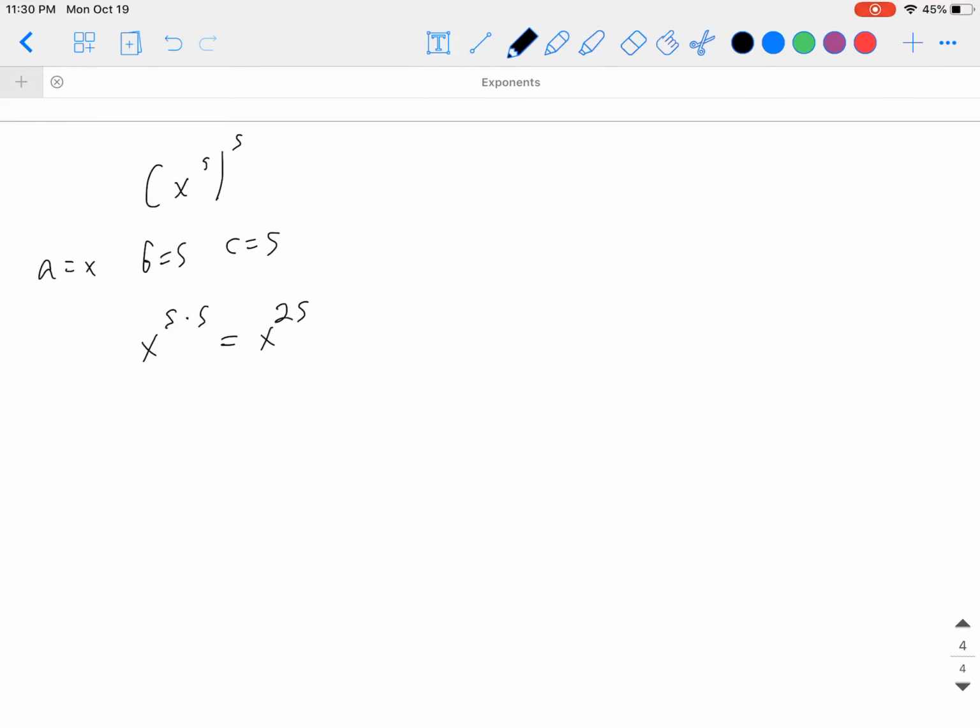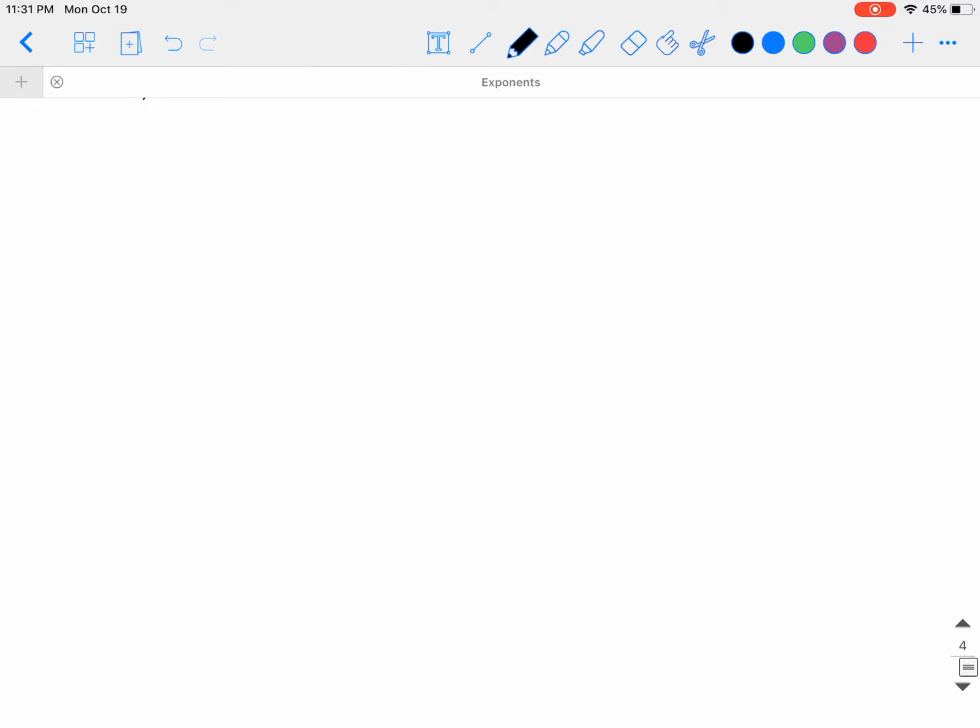Now, what I want to do real quick is go back to the quotient rule. So let's take this as an example. Let's have x to the 10th over x to the 10th. Now, go ahead and take a quick second to work this problem out.